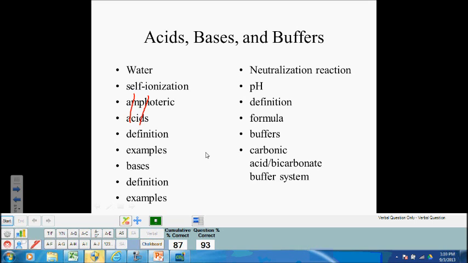If you need more H plus, you speed up the reaction going left to right, you slow down the one going right to left. If you need less H plus, you speed up the reaction going right to left, you slow down the one going left to right. That's a buffer system. It's a system of chemicals that help to resist changes in pH. How many will die of acid overdose or base overdose? It would be very, very rare.